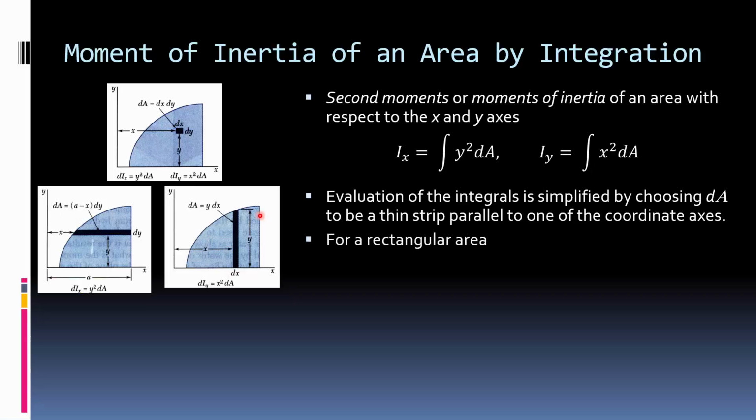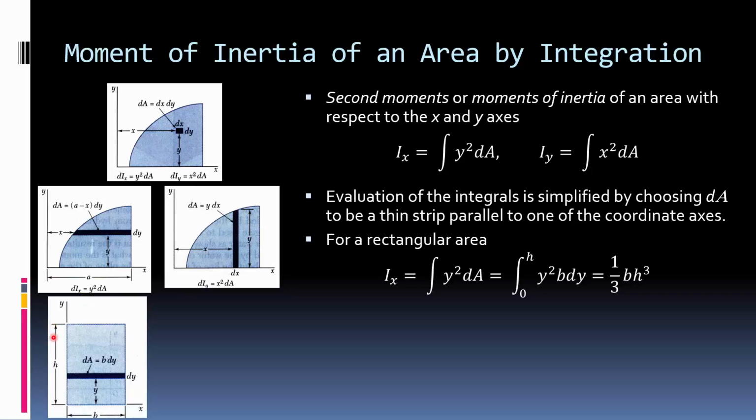Okay, so let's consider, for example, just real quick, a rectangular area. So here we have this rectangular area. Ix is the integral of y squared dA. That's the definition of Ix, right? Ix is the integral of y squared dA. So what do we know about this? What is this dA? Well, it's this distance times this height. But this distance happens to be constant because it's a rectangle, right? We picked that on purpose.